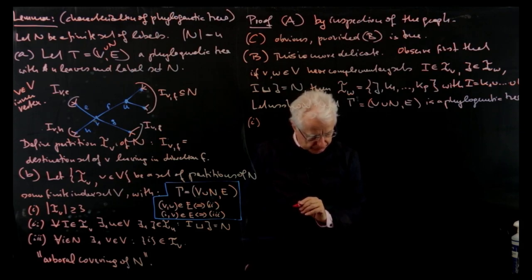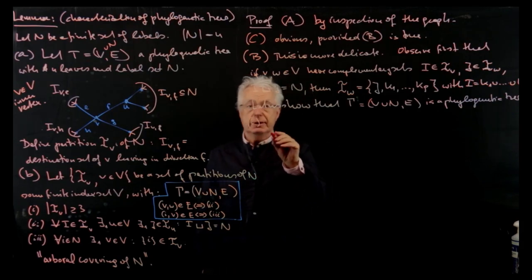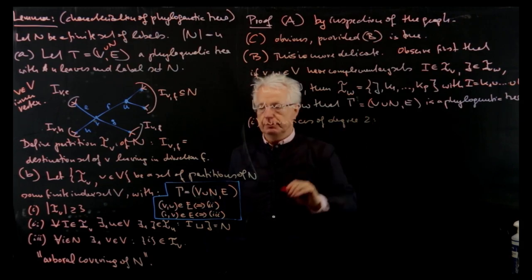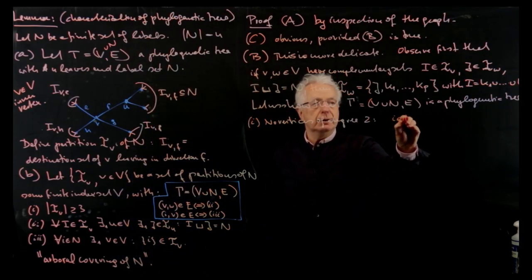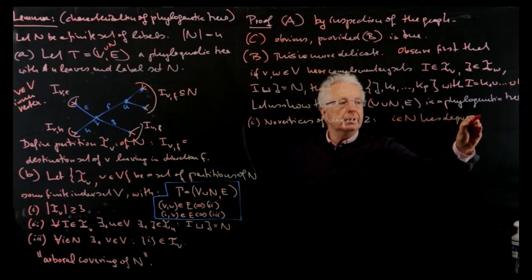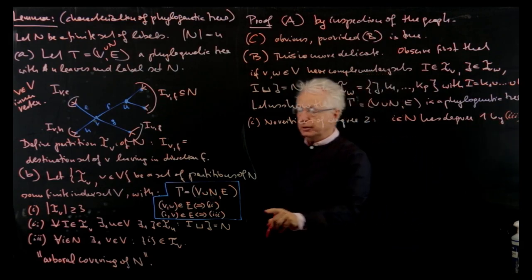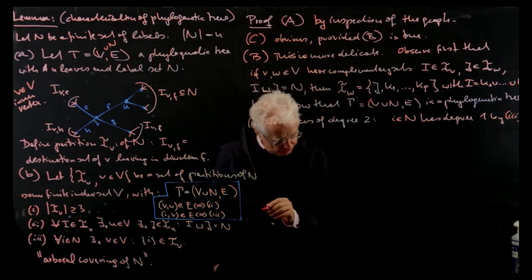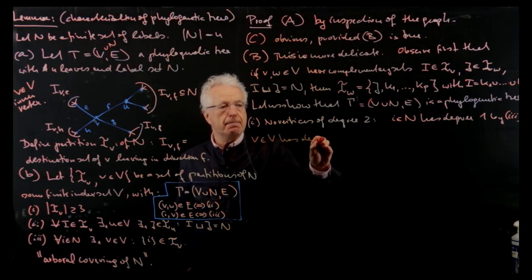So the first thing is that there are no vertices of degree 2. So we have two types of vertices, the I's and the V's. So I in N has degree 1 by condition 3. It is attached just to one V. And what about the inner vertices? I have to take a little bit of care. V in V has degree at least 3.